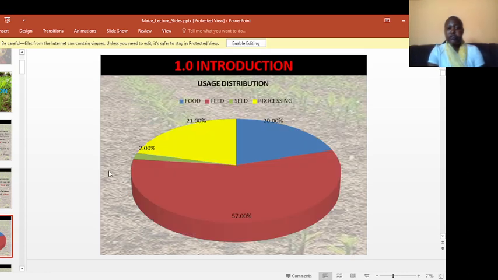We see usage and distribution. The blue one shows food, the maroon one shows feed, the green one shows seed, and the yellow one is for processing. We see processing is 2%, 21%, seed production is 2%, and then we have feed 57%.